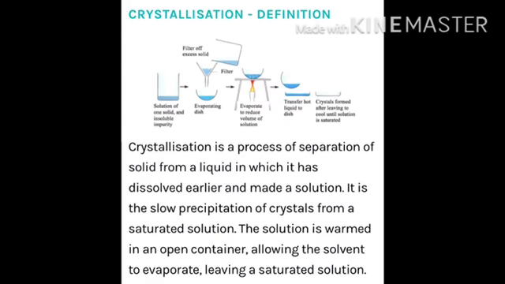Now the crystallization definition. Crystallization is a process of separation of a solid from a liquid in which it has dissolved earlier and made a solution. It is the slow precipitation of crystals from a saturated solution. The solution is warmed in an open container, allowing the solvent to evaporate and leaving a saturated solution, then we get a crystalline form of that particular substance.